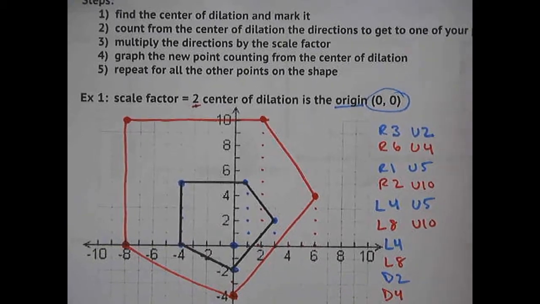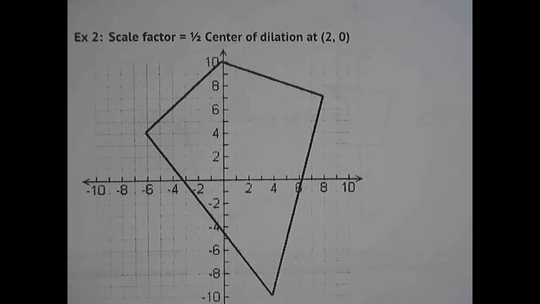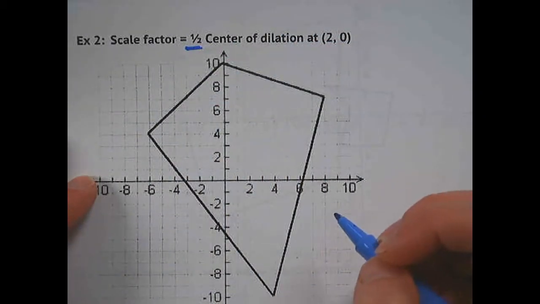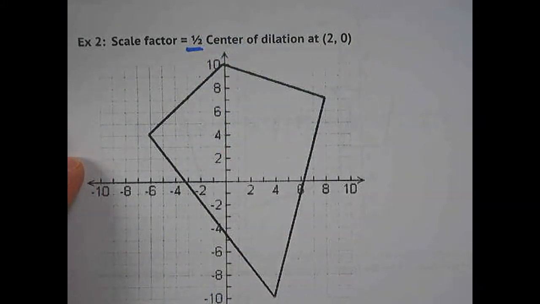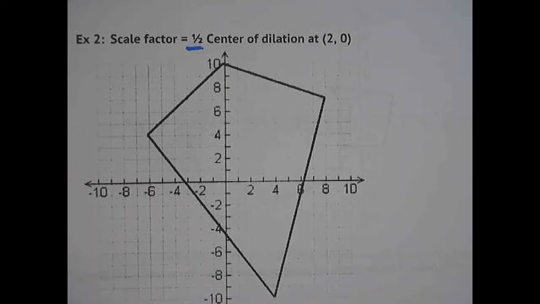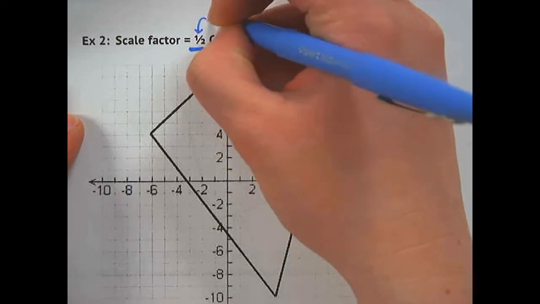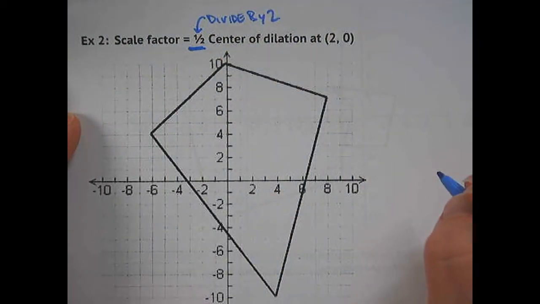So if you turn the page in your notes, this time we're going to follow different instructions. This time our scale factor is 1/2. So if your scale factor is a fraction, like 1/2, that means instead of multiplying by 2 or 3 and making things bigger, we're going to be dividing or multiplying by a fraction and making things smaller. So you can either multiply your instructions by 1/2, or you can divide them by 2. So this is a clue to us to divide by 2 on our instructions.